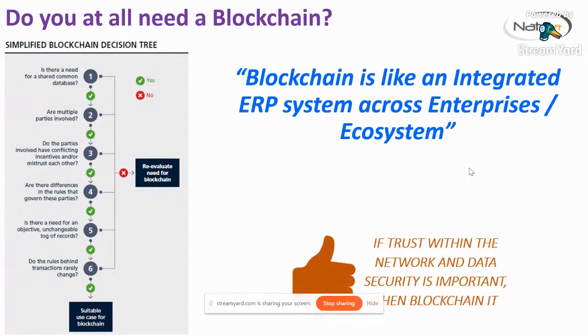Number one is, do you need a common database or a common data set across different organizations? Are there multiple parties involved at all? And if there are multiple parties, if it is yes, yes, yes, then you are going more towards a need of a blockchain. But if you have answers which are coming no, then you reevaluate whether you actually need a blockchain or not. The third point is, do you have a lot of parties in which there may be conflicting incentives, or there is a question of trust? If there is a question of trust, you know that blockchain will place the trust in the network, showing exactly the consistent data across the participants in a blockchain network.